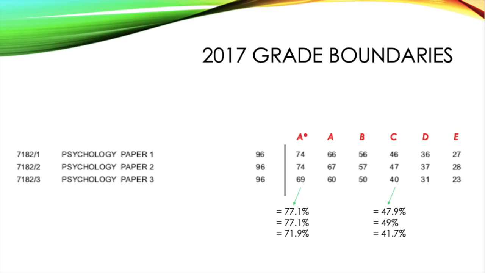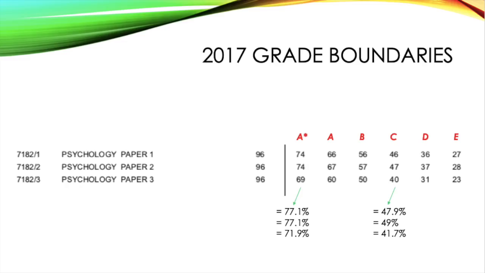So on screen now, I've just put up the 2017 grade boundaries. You can see that all of the papers are of course out of 96, and to get an A star you needed to get 74 in paper 1, 74 in paper 2 and then 69 in paper 3. And that's actually quite a big difference, those 5 marks between the A-level grade boundary for paper 1 and 2 compared to paper 3. I've also just put here the percentages out of 96 which each of these marks are.